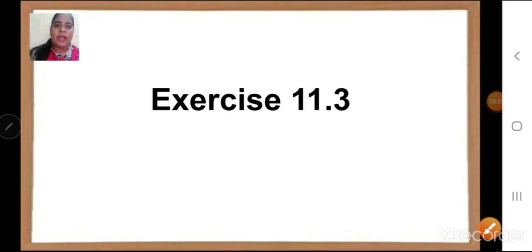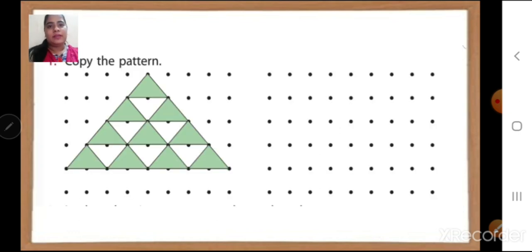Now based on the pattern, let us move on to exercise 11.3. You will do it in the textbook itself, or if you don't have a textbook, you can do it in the classwork. Now copy the pattern, okay? You have to make the dots if you are doing it in the notebook. Otherwise you can do it in the textbook itself.